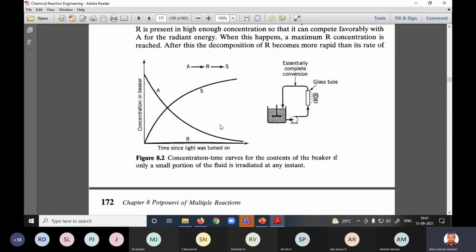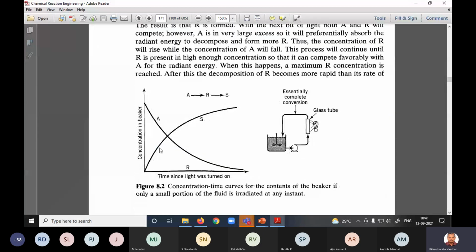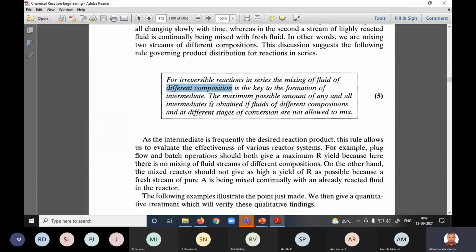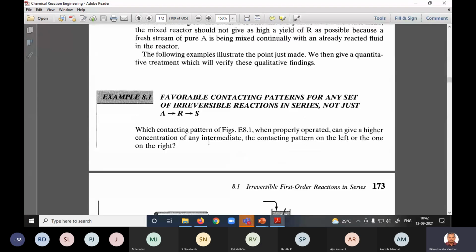Here what is happening is different compositions and different conversions are being mixed. But here it is not being done. Only A is pumped, or S is being returned. So the mixing is very important, and mixing of fluids of different compositions and different stages is also very important. That is what he will show you in one problem.